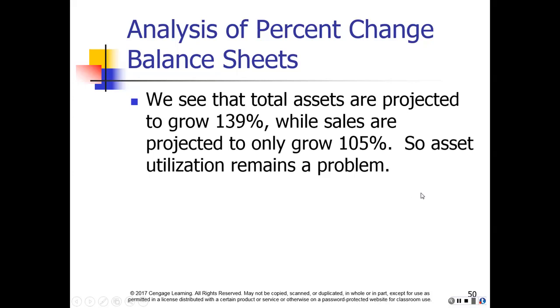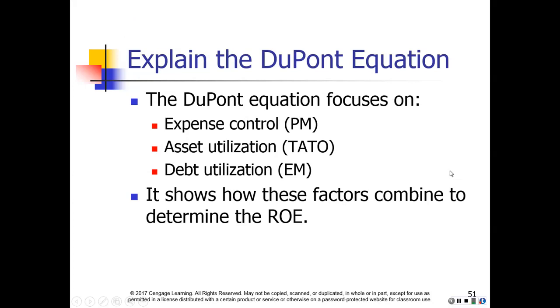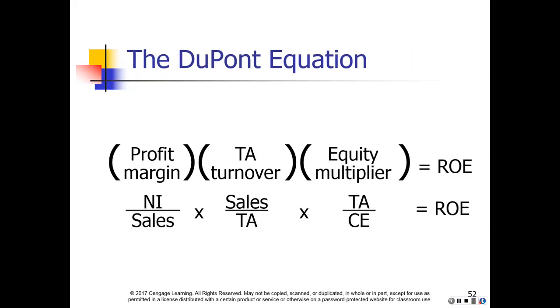So total assets are projected to grow 139%, while sales are only growing 105%, which came from the income statement. So asset utilization remains a problem, right? Now we look at the DuPont equation, which focuses on sources of profitability: expense control, profit margin, asset utilization, which is total assets turnover, and debt utilization, which is basically a sort of debt ratio. It shows us how these factors combine to determine the ROE.